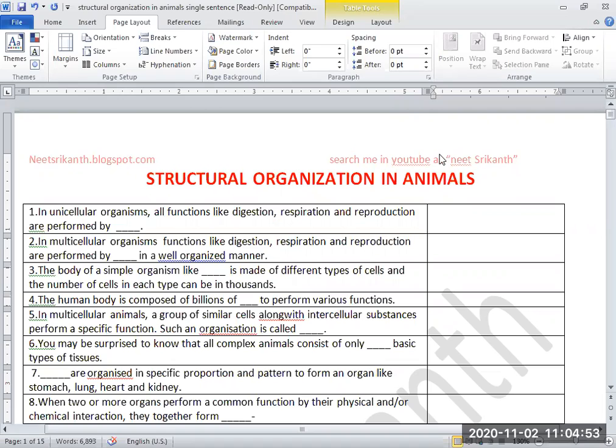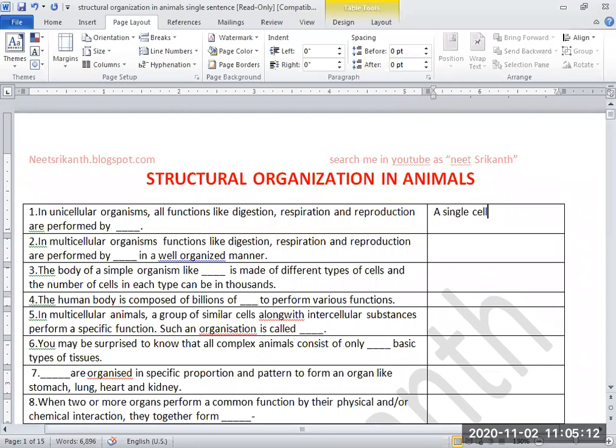The first question. In unicellular organisms, all functions like digestion, respiration, and reproduction are performed by a single cell. Okay. Next, second question.